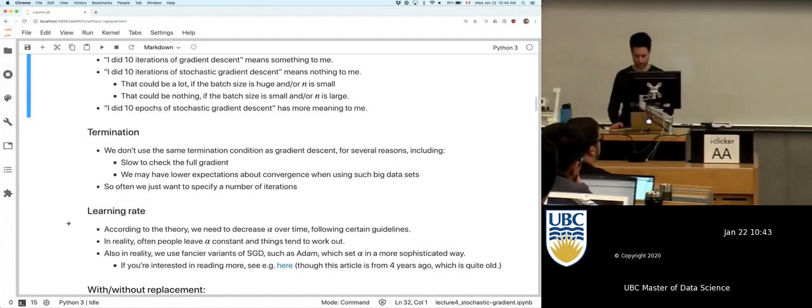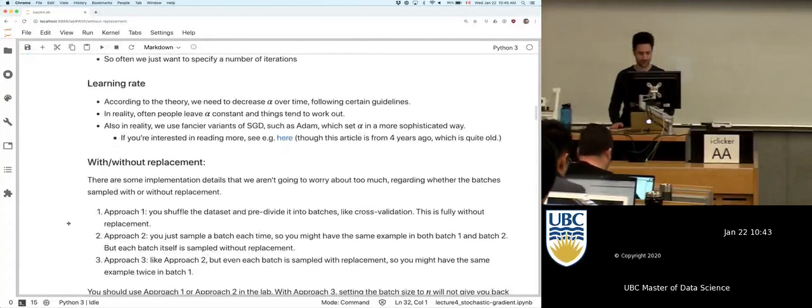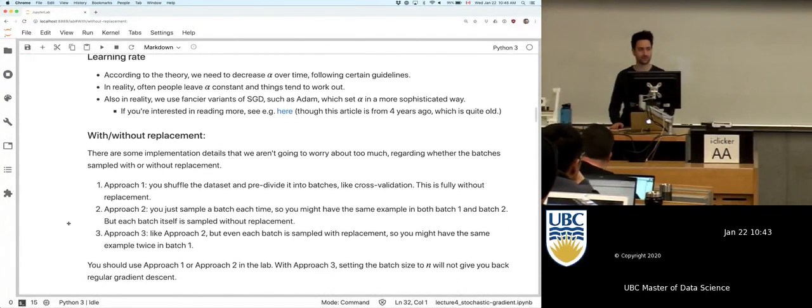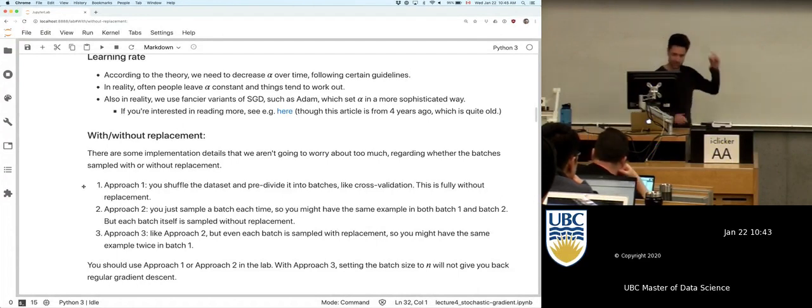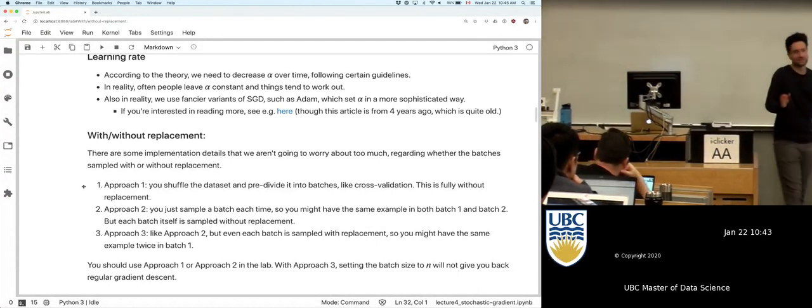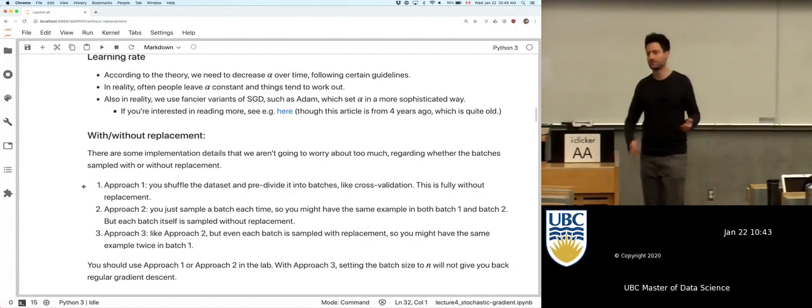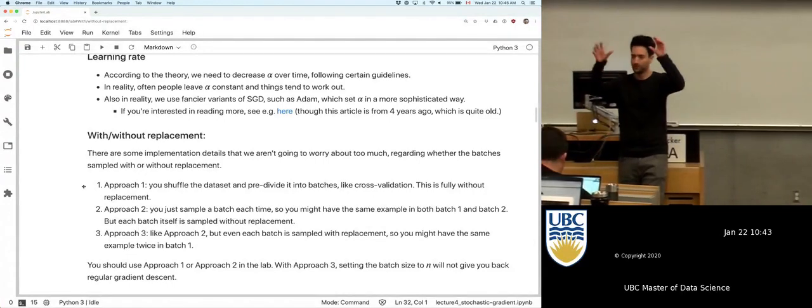All right, let's move on. So here you go, Alistair, with or without replacement. The first thing I want to say is I'm not too worried about this, and I don't want you to worry too much about this, but there are actually 3 cases. The first case is the cross-validation type thing. In cross-validation, you divide into 5 folds. You do fold 1, 2, 3, 4, 5.